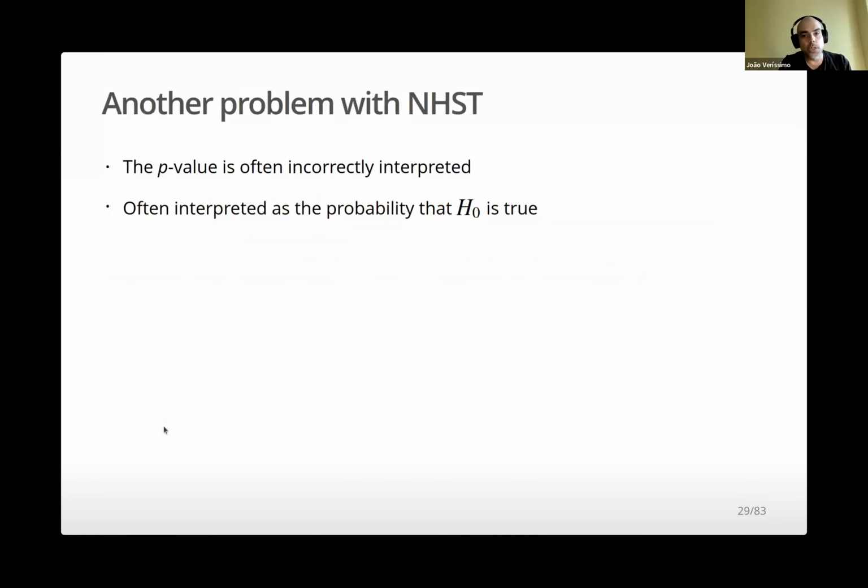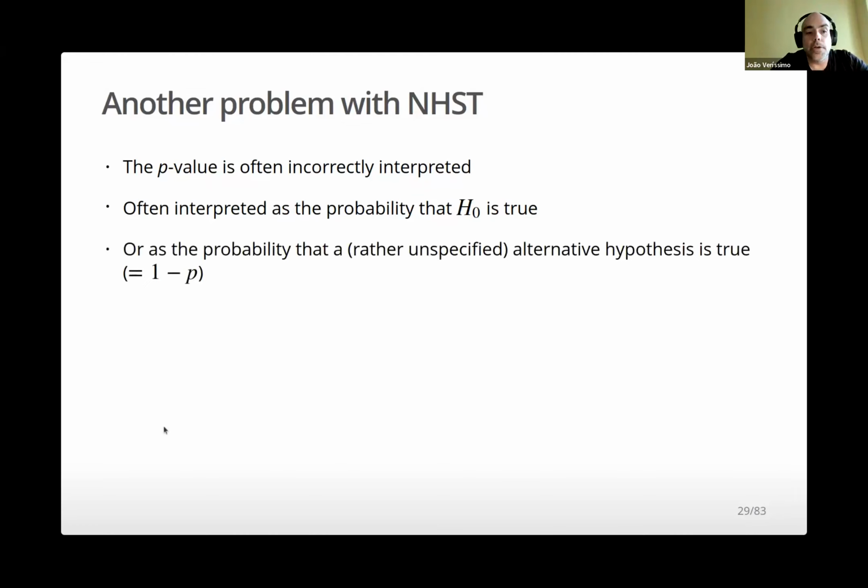Well, another problem with null hypothesis statistical testing is that the p-value is very often incorrectly interpreted. It is often interpreted as the probability that the null hypothesis is true. So if we get a p-value of 0.05, we say, well, there's only a 5% chance that there is no effect in the population, that there is no difference between these means, that the two means are equal, that this regression slope is flat, whatever it may be. This is very wrong. Alternatively, we can also interpret this as the probability of the alternative hypothesis being true, which is an even worse interpretation. So for example, saying that we're 95% sure that the effect exists. All of these interpretations are fundamentally wrong because p-values cannot provide such probabilities.